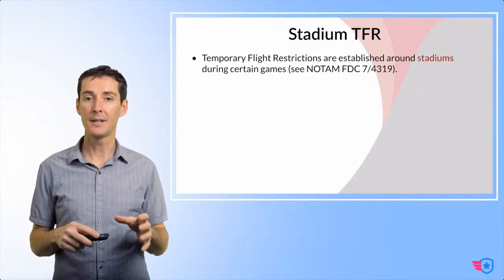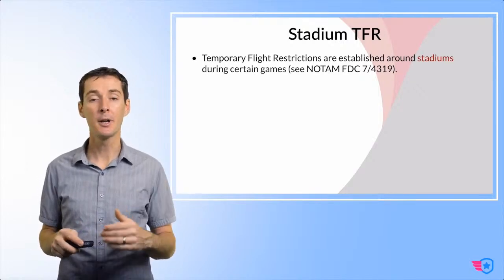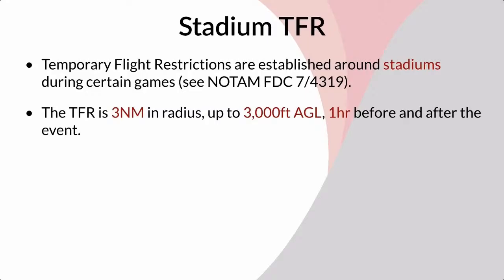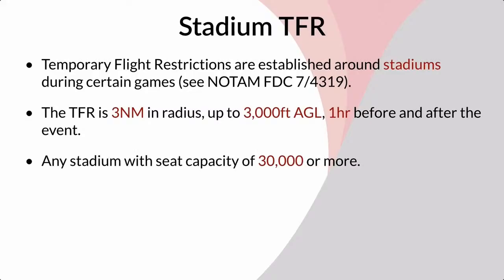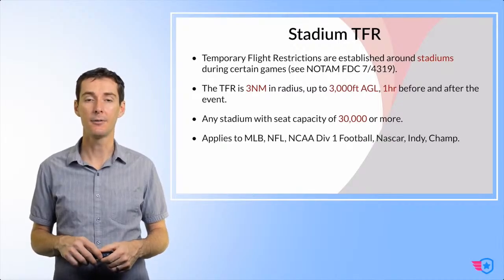It's called FDC 7-4319, if you want to read the full NOTAM, but this is what the NOTAM is saying. The TFR is 3 nautical miles in radius and up to 3,000 feet AGL, above ground level, 1 hour before the event, 1 hour after the event. This is when the stadium TFR is going to be. This is going to apply to any stadium with a seat capacity of 30,000 seats or more. So not all stadiums are going to fall in this TFR.